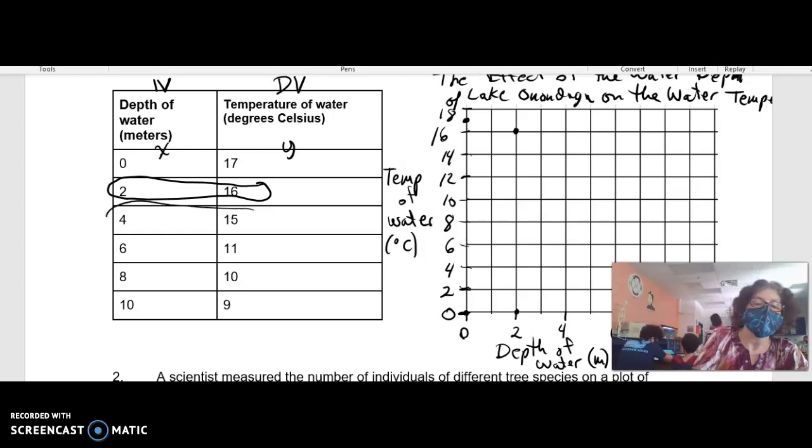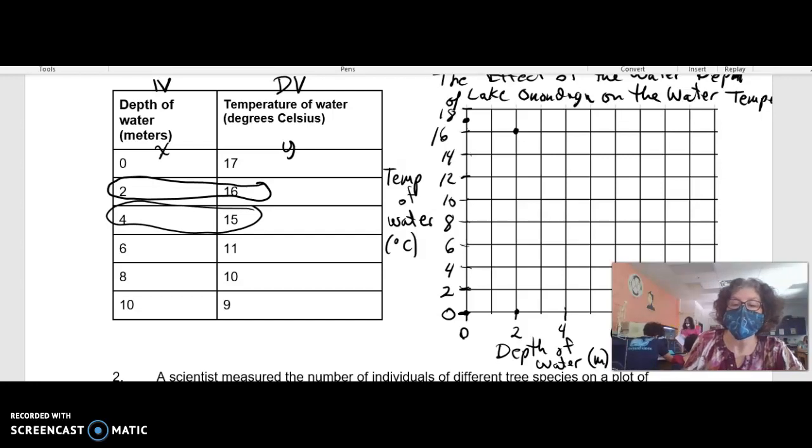Next one, 4 and 15. Okay, so here's my 4, depth of 4 meters, and I'm going up to 15 this time. That's going to be right between the 16 and the 14. See, right there, that's 15. Keep going with 6 and 11. 6 goes up to 11, which is right about there between the 10 and 12. 8 and 10. 8 goes up to 10. There's my 10. And then 9, my last number down on my x-axis, goes up to 9 right there. At 10 meters, the degrees Celsius was 9 degrees.